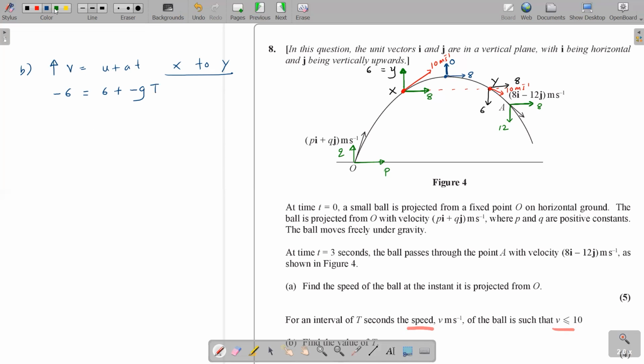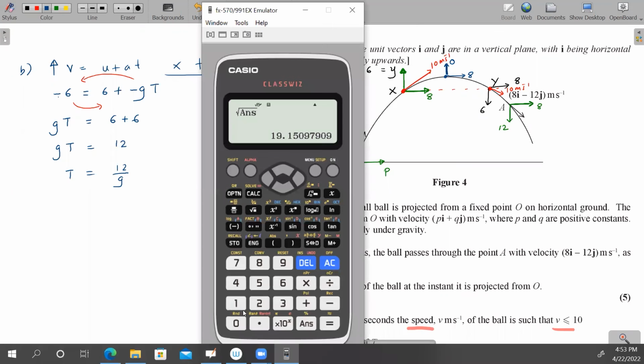So I'll move the minus GT to the other side to make it positive GT, and I'll move the minus 6 here. Minus GT moves here as plus GT. Here I get 6. The minus 6 comes as plus 6. So GT equals 6 plus 6 is 12. T equals 12 divided by G. Are you with me? You can see you're going to directly use the value of G now. 12 divided by G.